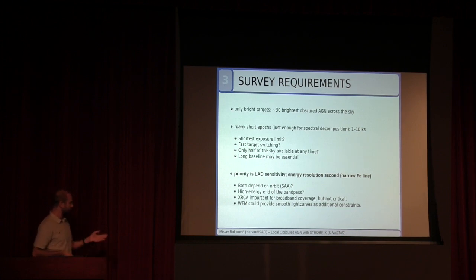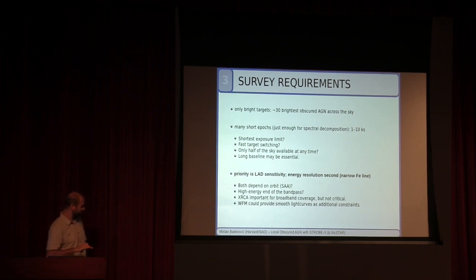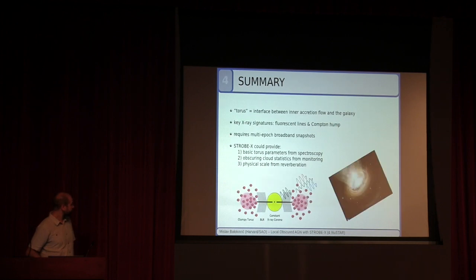But in terms of spectroscopic requirements, the LAD is clearly the more important instrument here. Energy resolution would be good to have, but it's not essential. If both depend on the orbit, then this would argue for a lower inclination orbit, if at all possible. And then I've looked a little bit into what the wide field monitor could contribute to this. I'm not quite sure how to take it into account, but it would probably get light curves of these bright AGN on very short timescales, and that could be folded into modeling of the reverberation signal as well.